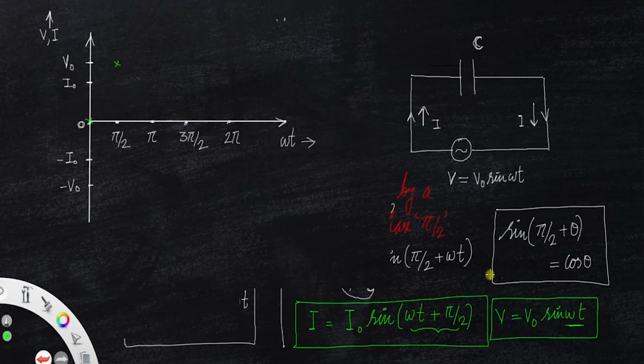Again, when omega t equals pi, then we have V equal to 0. When omega t equals 3 pi by 2, sine 3 pi by 2 is equal to minus 1, which turns V to minus V0. So minus V0, and at 2 pi, it is 0. So the voltage graph is like this.